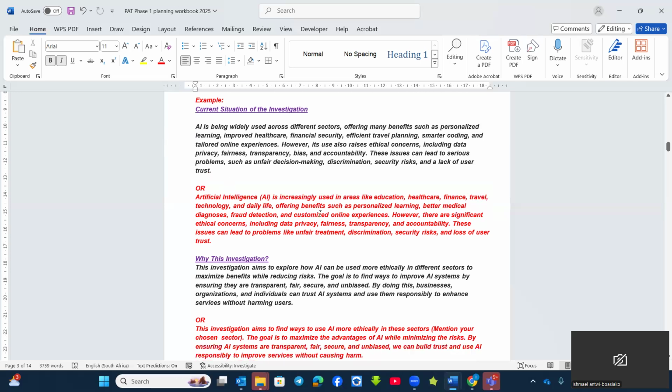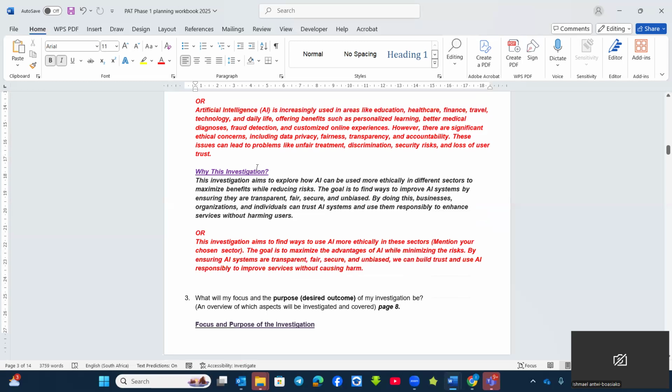Now, the second part here: AI is increasingly used in areas like education, healthcare, finance, travel, technology, and daily life, offering benefits such as, then you talk about the benefits of AI, and then you talk about the bad side. So you can take a look at these two, and then you create your own current situation. Don't forget to talk about the good side, then the bad side, and then the ugly side as well, regarding the current situation.